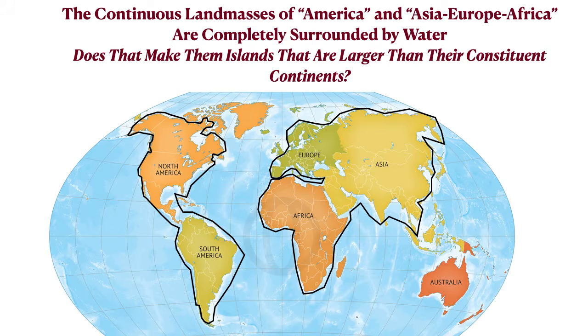And the same with Eurasia and Africa together. If you exclude the islands, that large landmass is continuously surrounded by water. It's kind of difficult to trace it because you have some deep indentations, but it is strictly speaking an island. So if we're going to follow the logic used in that article in the preceding slide, that would make the Americas and Afro-Eurasia, if you will, islands that are larger than their constituent continents. So continents are both larger than islands and smaller than them. Well, that doesn't make a lot of sense, does it?